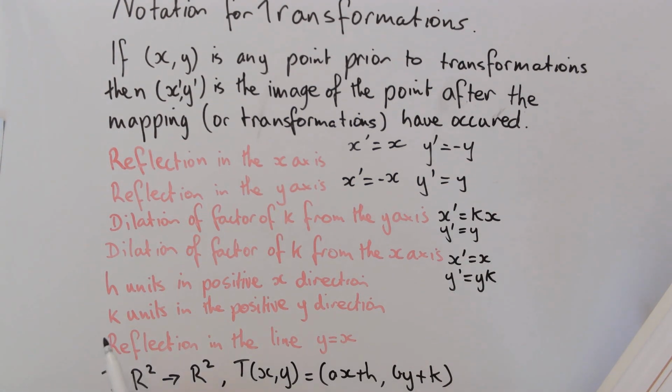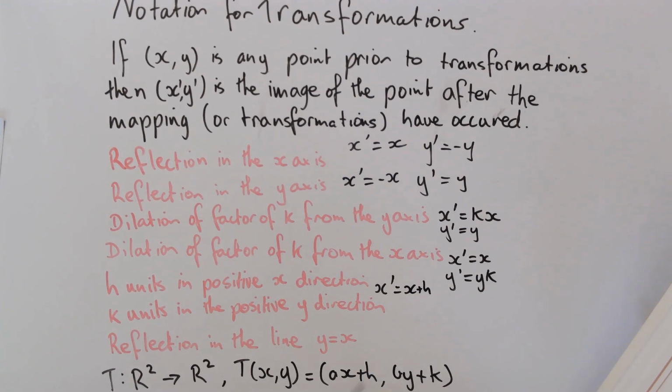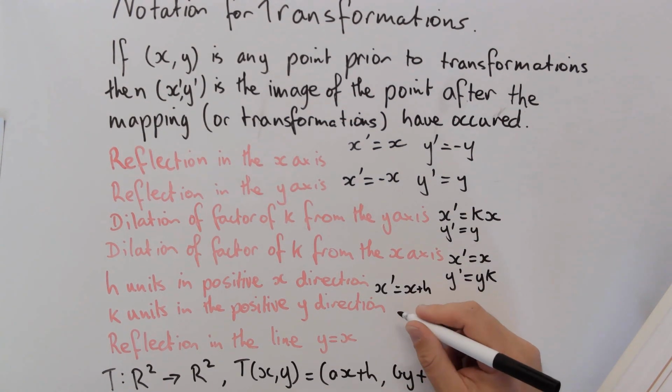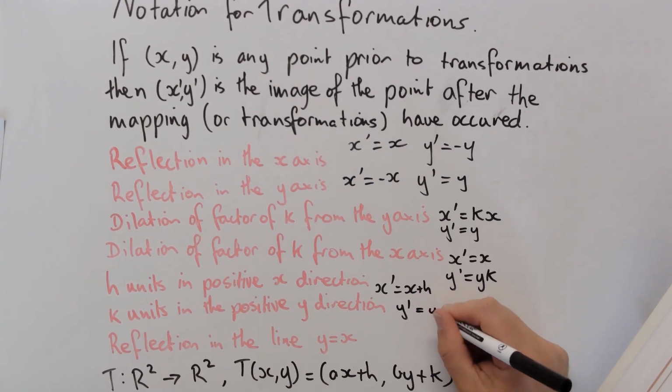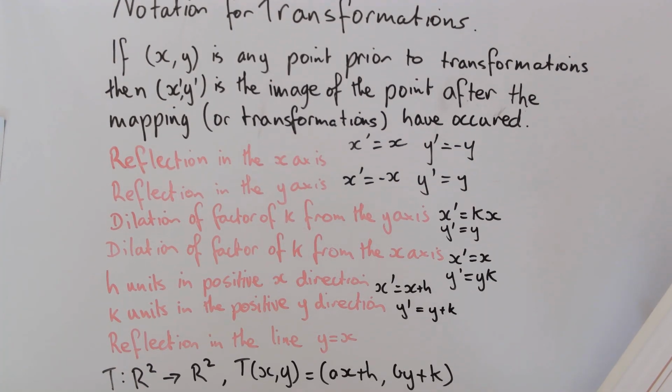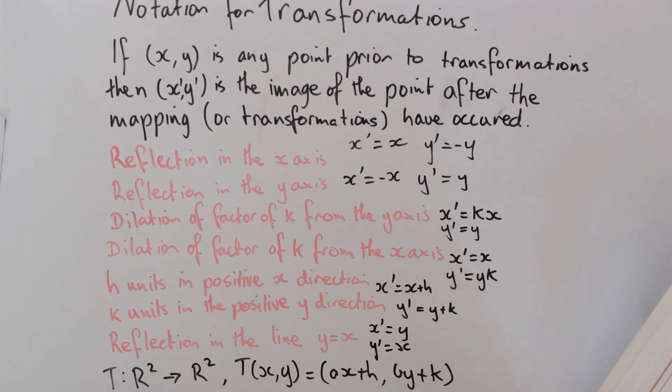If we're looking at moving h units in the positive x direction, then x' is going to equal x plus h. Nothing's going to happen to y. I'm running out of room, so I won't worry about writing that one. For k units in the positive y direction, nothing's going to happen to x, but our y' is going to be y plus k. And the reflection in the line y equals x: we've seen our reflections before in the line y equals x. What that's going to mean is that we end up with our x' values equaling y and our y' values equaling x, because we switch our x and y.